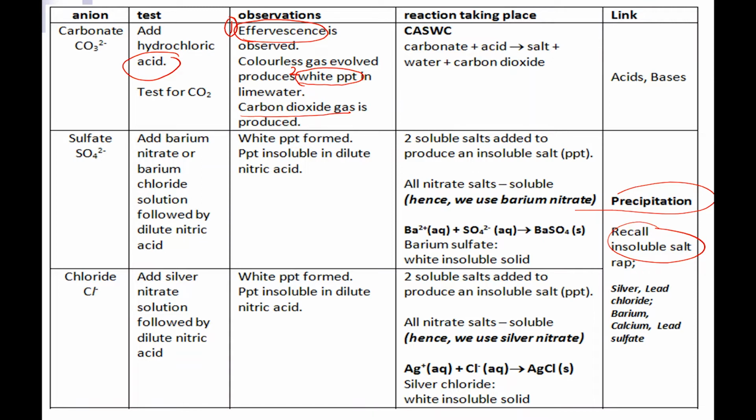For the test of sulfate ion and chloride ion, we want to form the insoluble salts as evidence of their presence. So in the case of sulfate ion, we will want to form barium sulfate, which will be seen as a white precipitate. So this white precipitate is actually your barium sulfate. In order to form the white precipitate, we add a soluble barium salt, which is either barium nitrate or barium chloride, to the unknown sulfate ion.